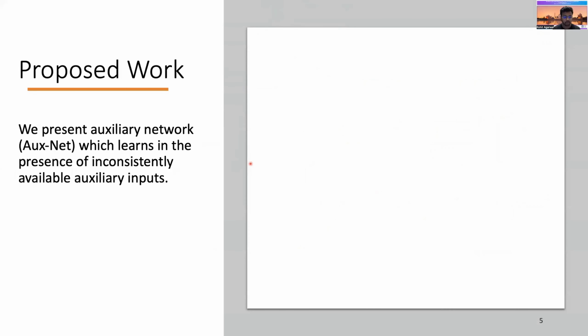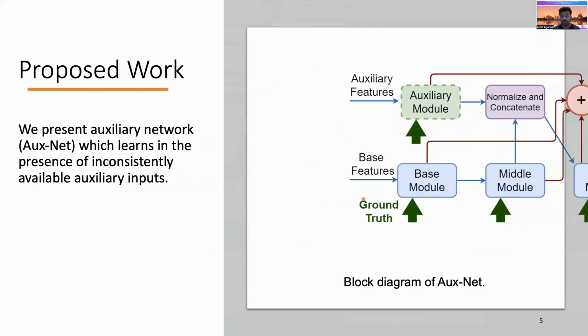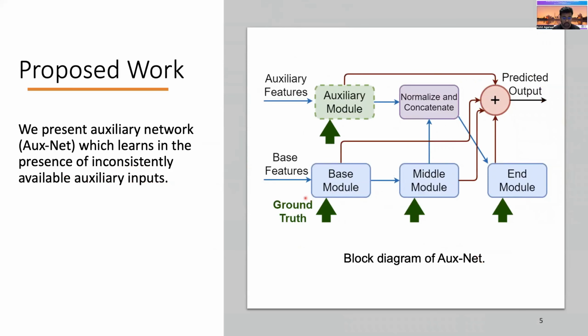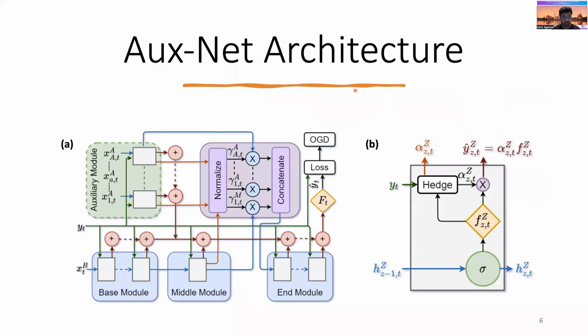We present Auxiliary Network, which learns in the presence of inconsistently available auxiliary inputs. The block diagram of Aux-Net is presented here, where the base features and the auxiliary features are handled separately via the base module and the auxiliary module respectively. The Aux-Net architecture is presented in figure A, where each module has one or more layers. A layer takes as input h, z of z minus 1, t, which can be base features, auxiliary features, or the outputs from any hidden layers.